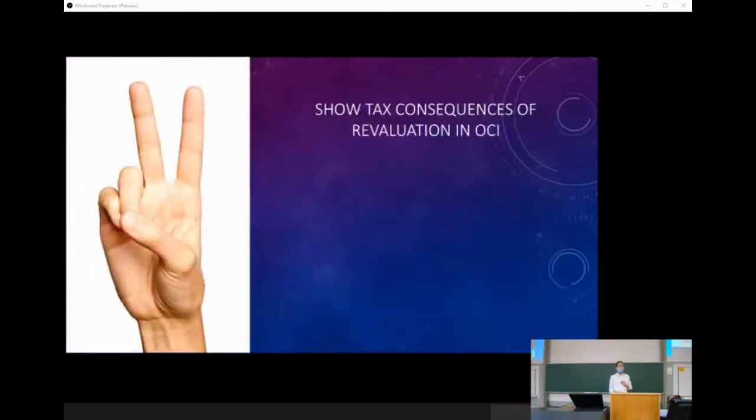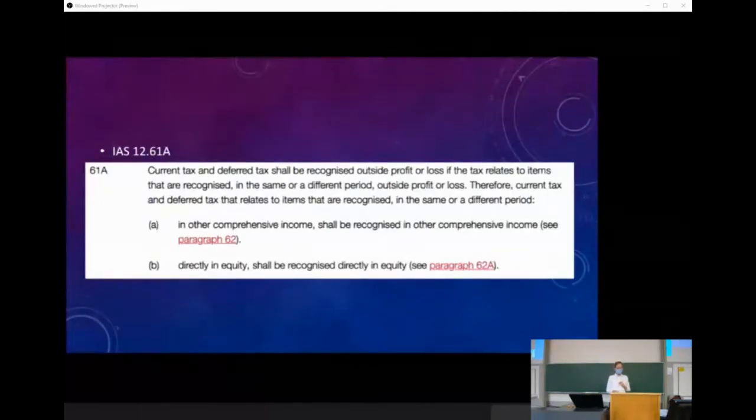Okay, and then the second thing is just a disclosure matter. Remember we said when we started with IAS 12 that the tax consequences follow the transaction, and that applies to revaluations as well. If we have a revaluation, that revaluation is going to go into OCI. So the tax consequences on that revaluation will also go to OCI. And that's what paragraph 61A tells us. Good.